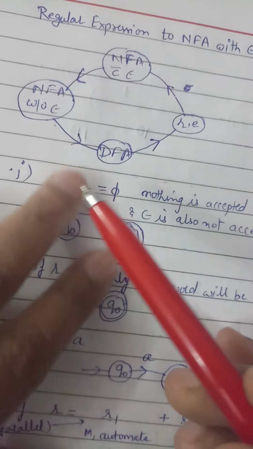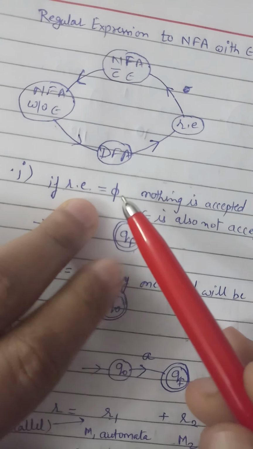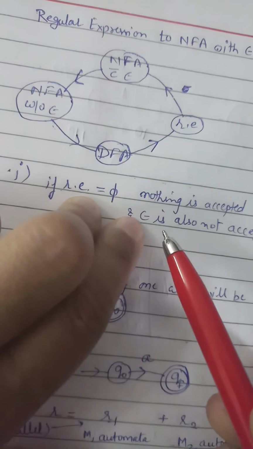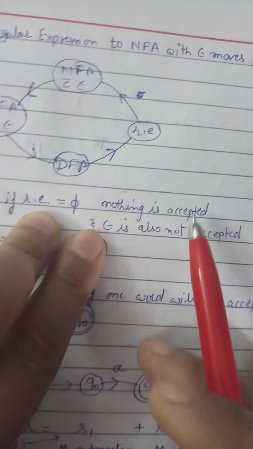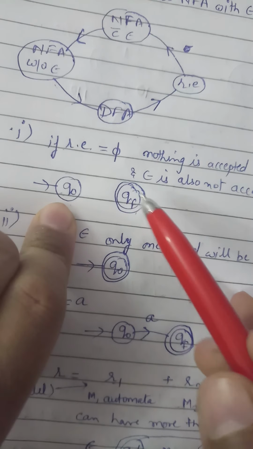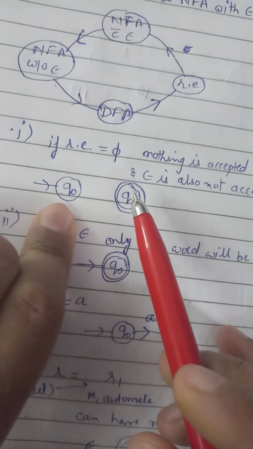There are some rules for this. If the regular expression is equal to phi, then we know that nothing is accepted, so epsilon is also not accepted. How are we going to make the automata for this? Initial state Q naught and a final state like this. It will not accept anything.